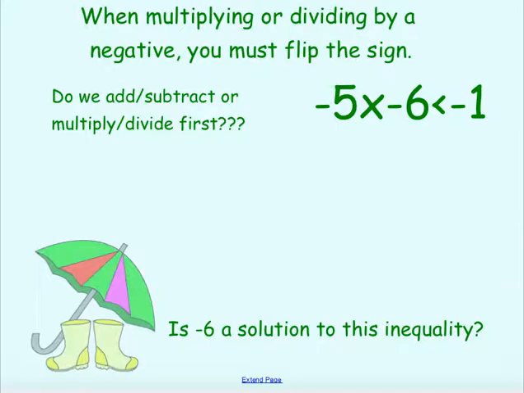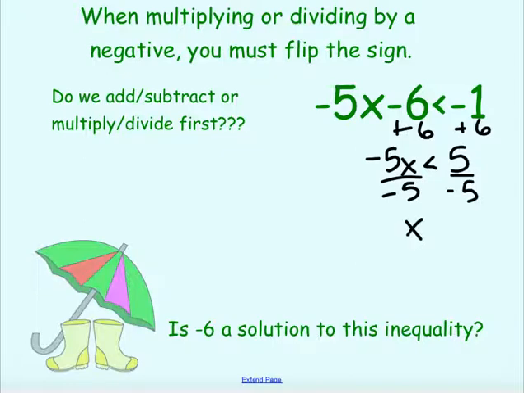All right. Let's look at this one as well. We're going to add 6 to each side and get -5x is less. Let's see, add 6, there we go. And we have is less than 5. We divide by a -5.